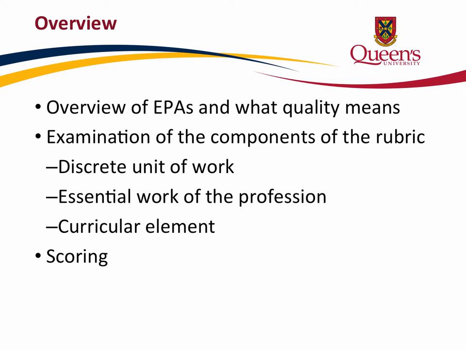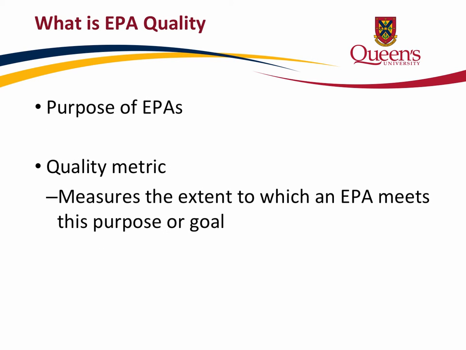In developing a rubric to ostensibly evaluate the quality of entrustable professional activities, or EPAs, there must first be an accepted goal for creating them in the first place. Building on this, a quality metric for EPAs should reliably measure the extent to which a proposed EPA meets this purpose. This rubric has been developed using peer-reviewed literature to define the purpose of EPAs, as well as the structure and content elements that serve this purpose.